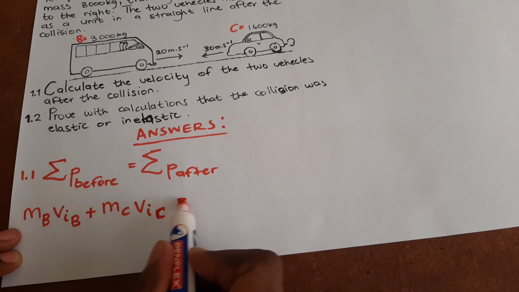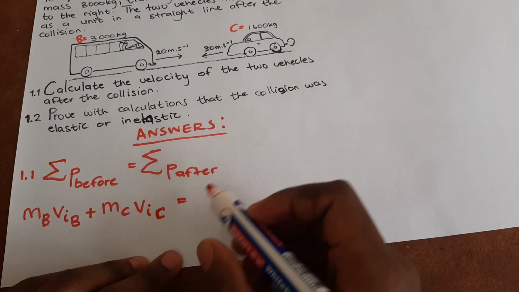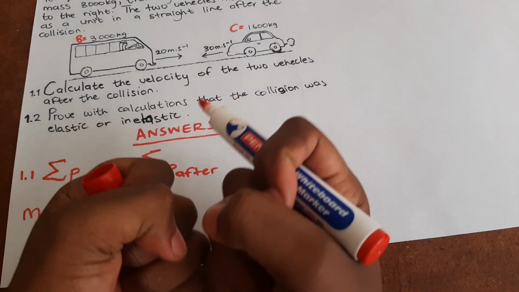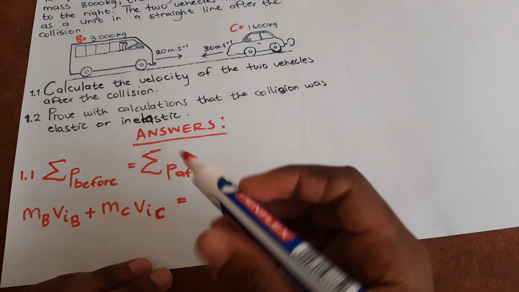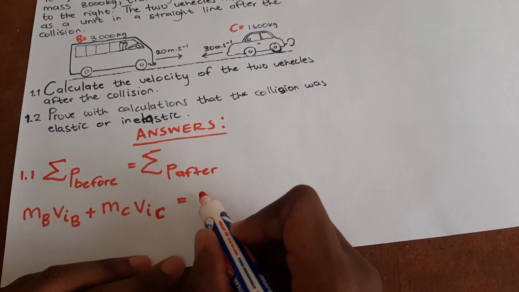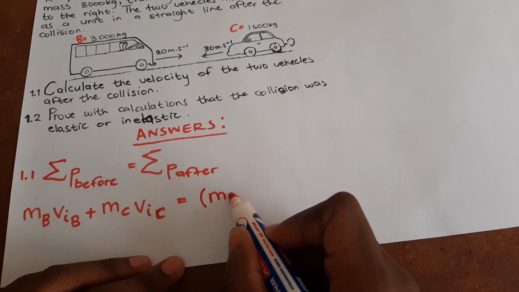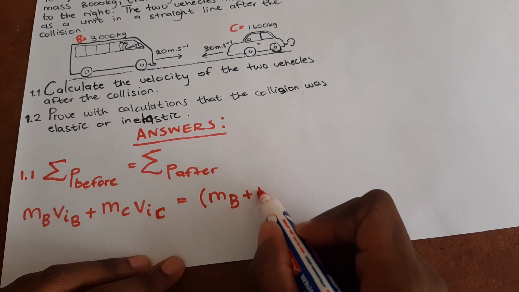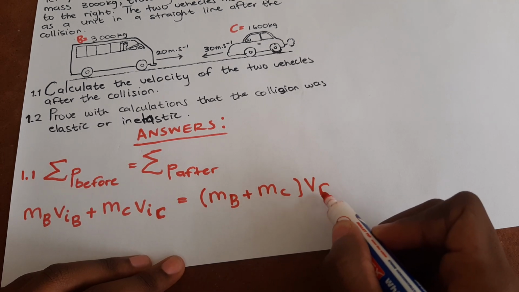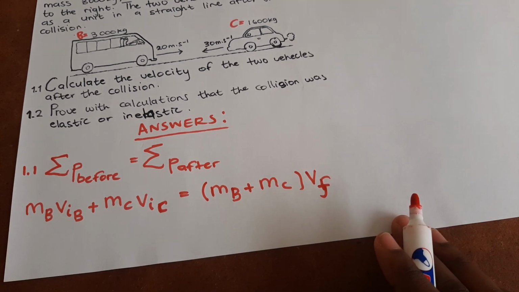This will be equal to the sum of the momentum after, meaning you have to add them. Mind you, after the collision, they combine and move together as a unit, meaning they have one velocity, which is one final velocity. So the mass of the bus plus the mass of the car, one object, has one velocity, the final velocity. That's how it goes.